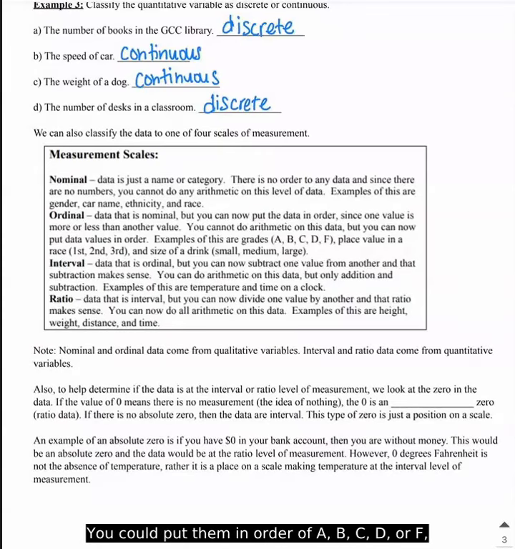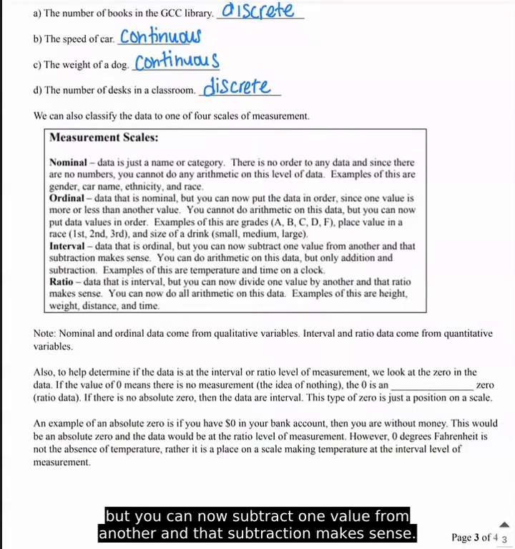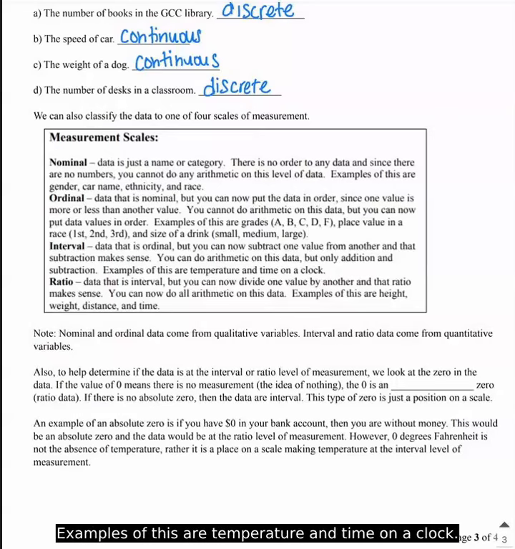You could put them in order of A, B, C, D, or F, or place values in a race, or even the size of a drink. You then have interval data that is ordinal, but you can now subtract one value from another, and that subtraction makes sense. You can do arithmetic on this data, but only addition and subtraction. So examples of this are like temperature and time on a clock.